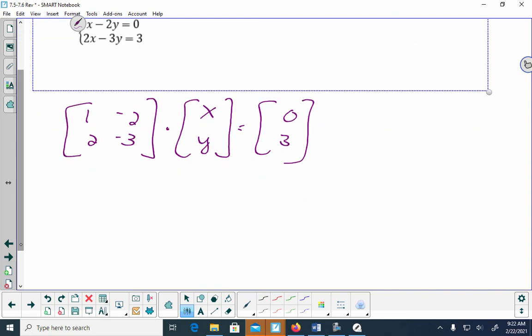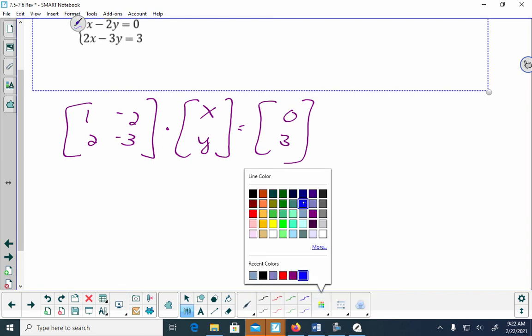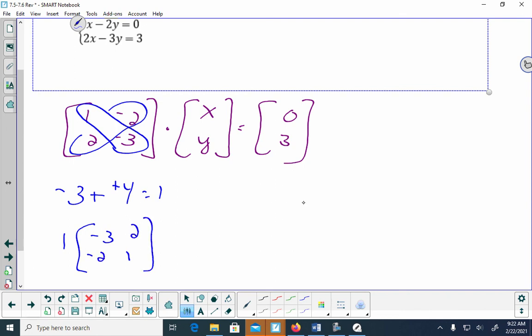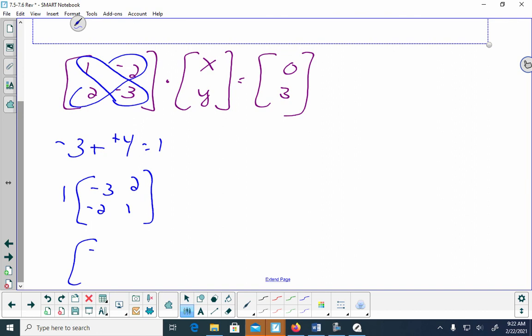Okay, so I am going to find the inverse of this 2 by 2. So to find the inverse of this 2 by 2, I am always going to use the formula. So I'm going to have negative 3 minus a negative 4, which ends up being 1. So I'm going to have 1, reciprocal of 1, which is 1. Switch to negative 3 and 1. Change the signs on the 2. So this inverse is just going to be negative 3, 2, negative 2, 1.